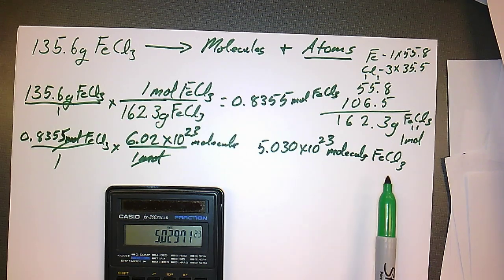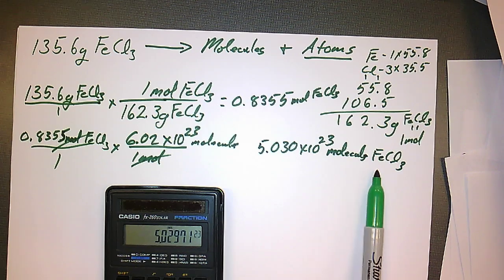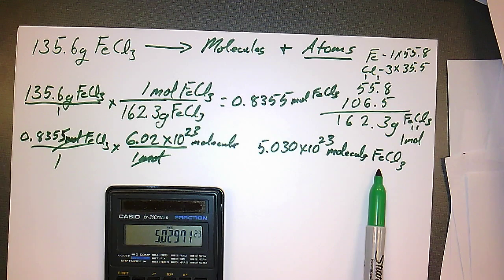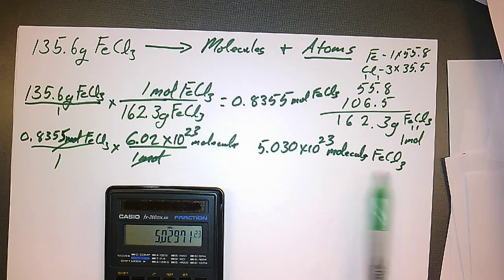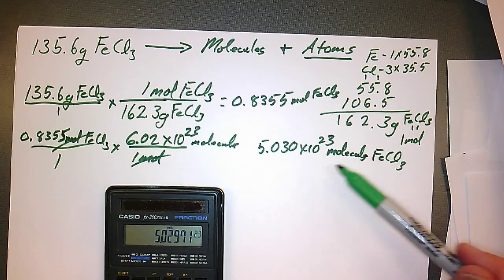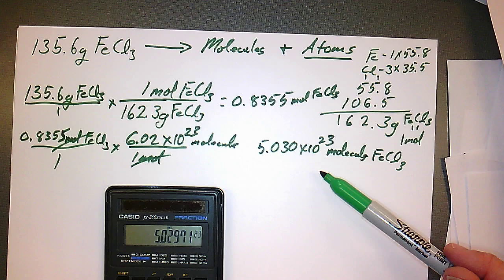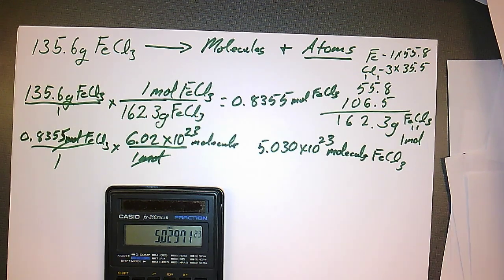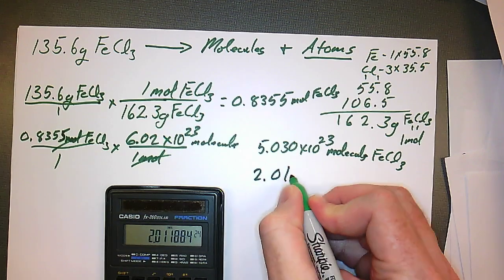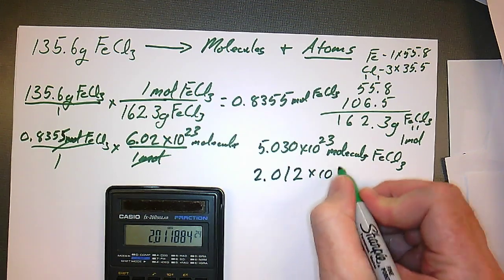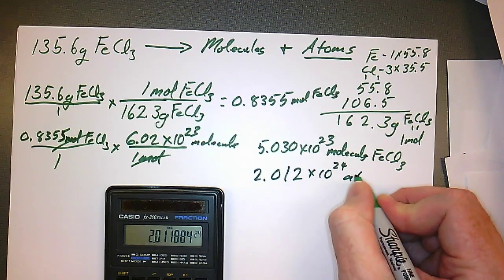Every molecule, and technically it's formula units because it's ionic, but we're going to just keep it this way. How many irons are in each molecule? How many Fe's? 1. How many Cl's? So how many atoms total in each molecule? 4. So if we needed to find our atoms, we just take our molecules times 4. Does that make sense? So we go times 4, and we get 2.012 times 10 to the 24th atoms.